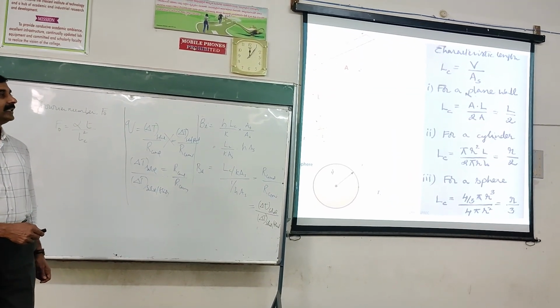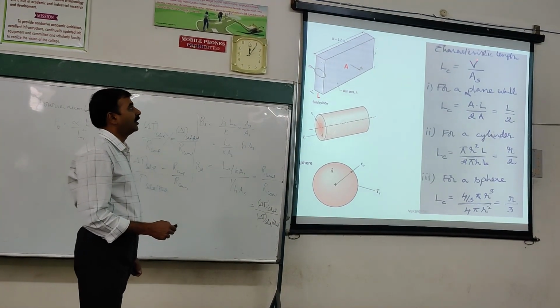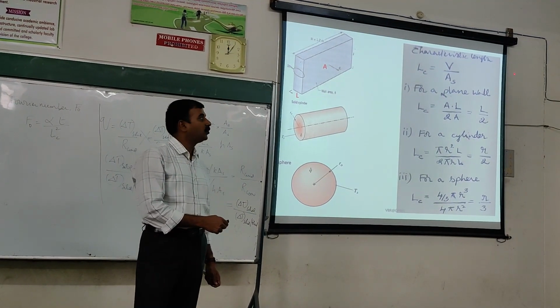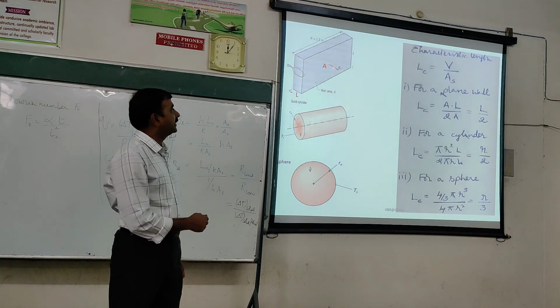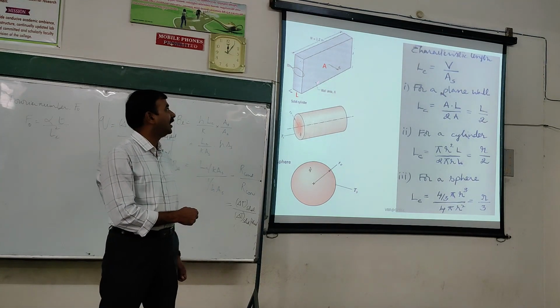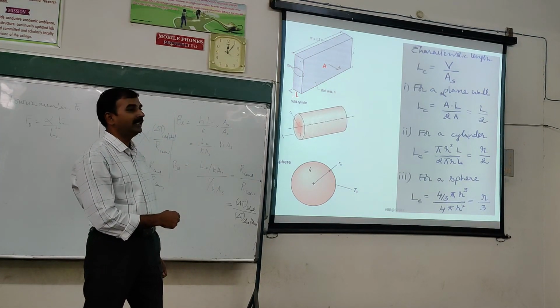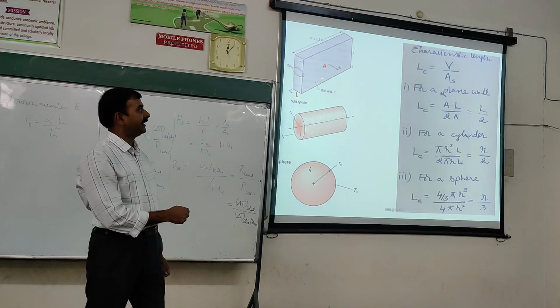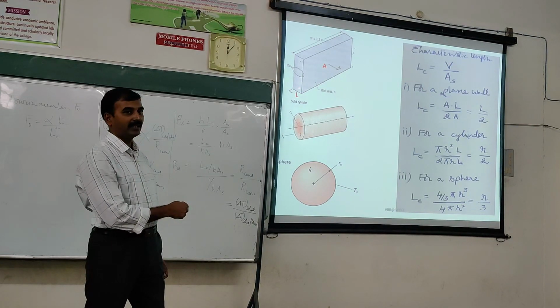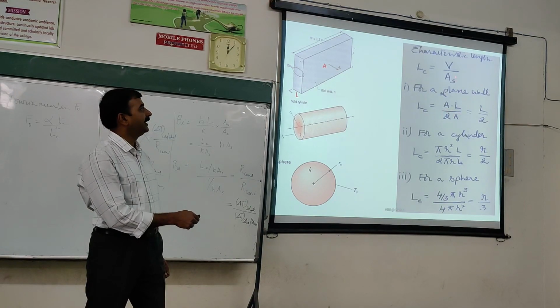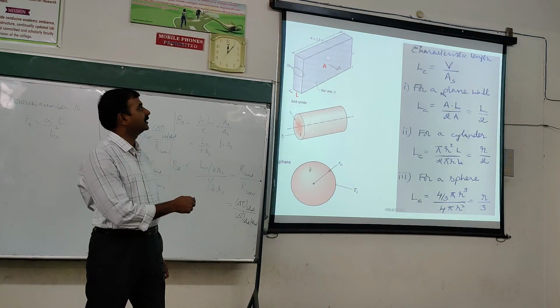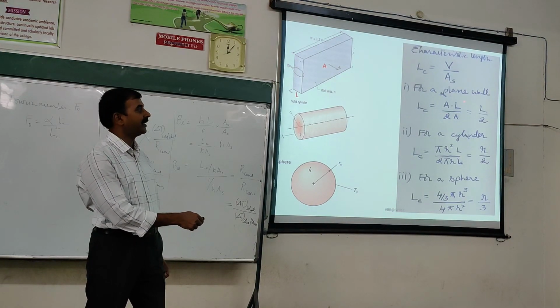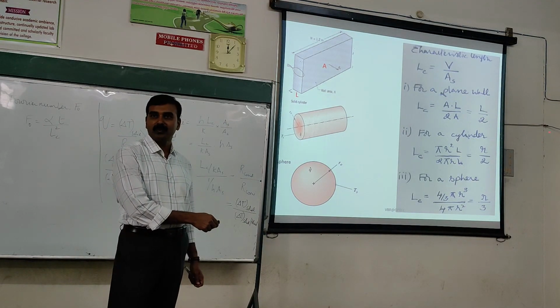Characteristic length, as I said earlier, is defined as the ratio of volume of a given solid to its surface area. Now let's take three different cases. A plane wall of certain thickness, say L, and area on either side A. So for this case, volume V is A into L, divided by surface area: A on one side and A on the other side. So A plus A is 2A. So this becomes L by 2.